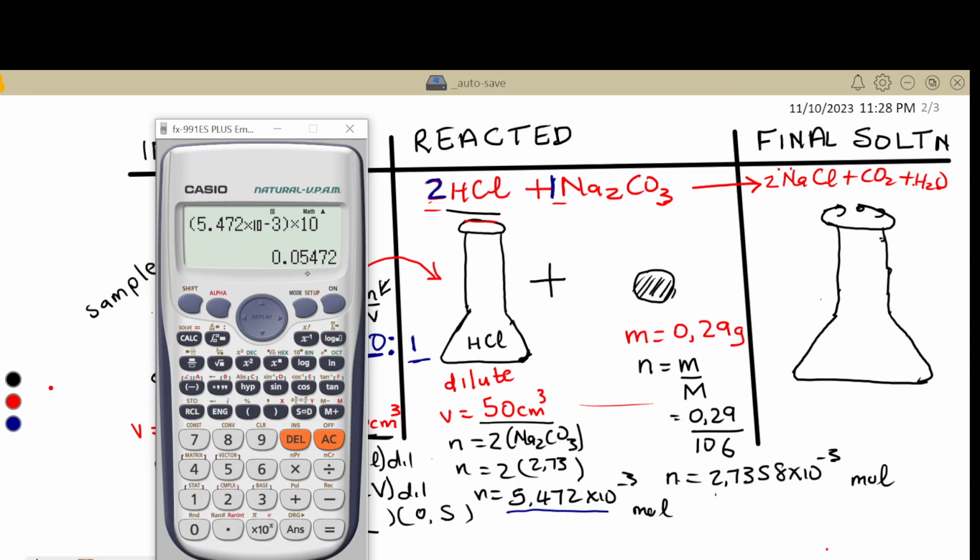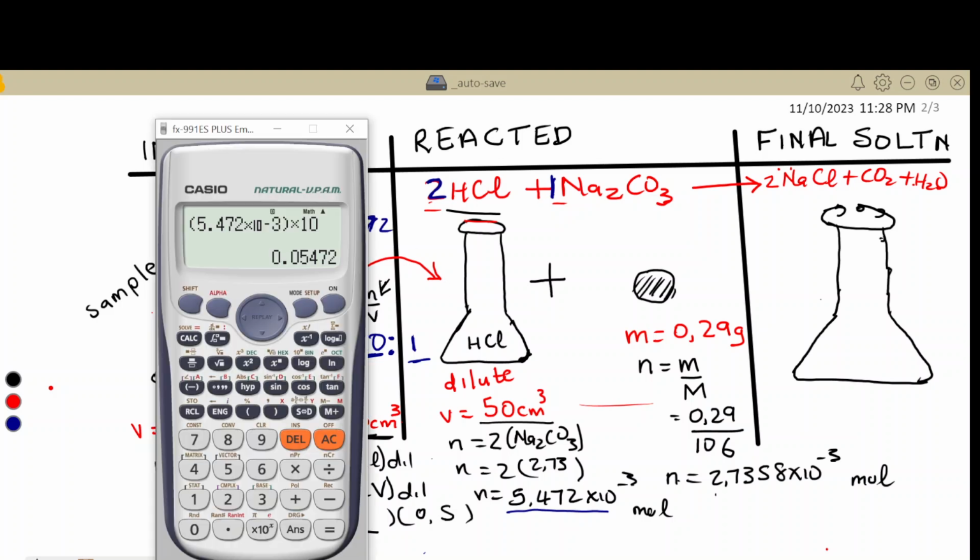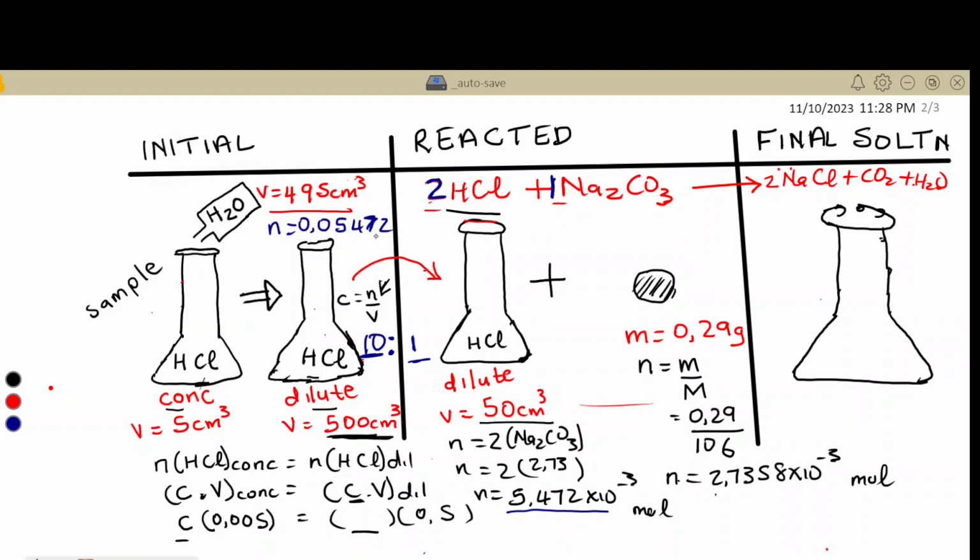So we have 0.05472. Let me check again. 0.05472. Yeah, 0.05472. This is the number of moles in this 500 cm cubed container.